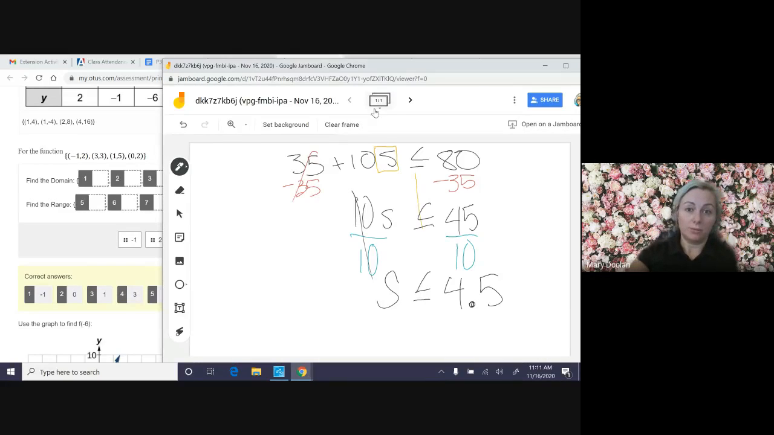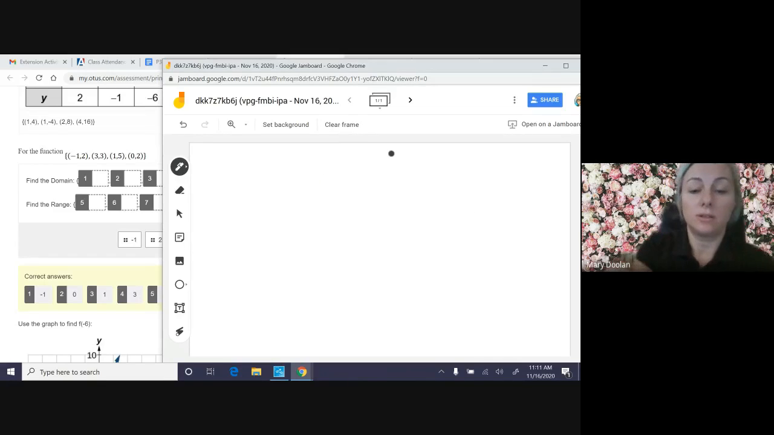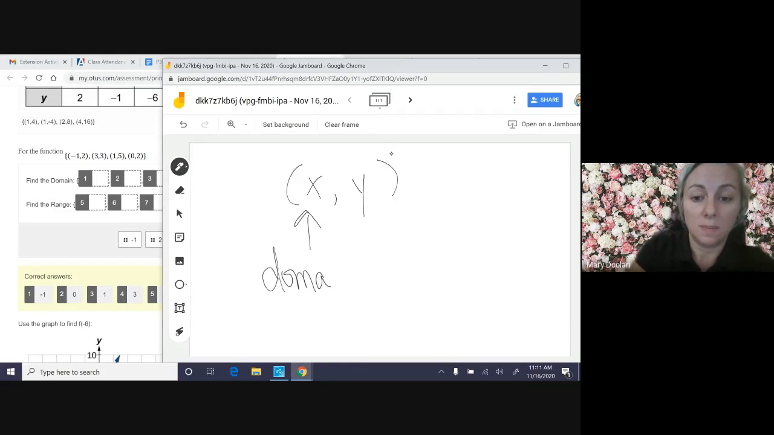And maybe that would help to kind of just show you that on the Jamboard here, okay? Every ordered pair is just like this, x comma y. And so these x values represent the domain, whereas the y values represent the range.